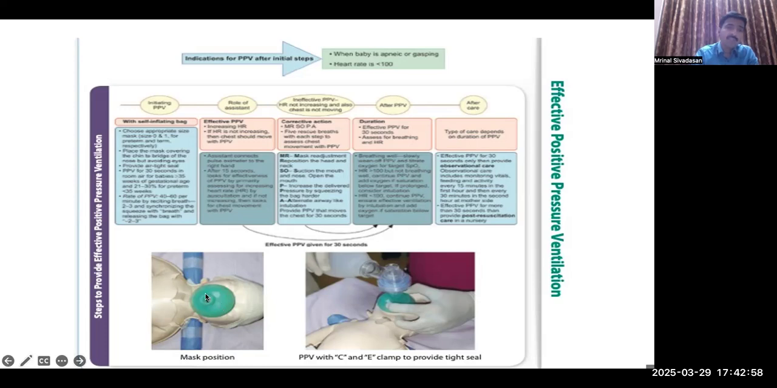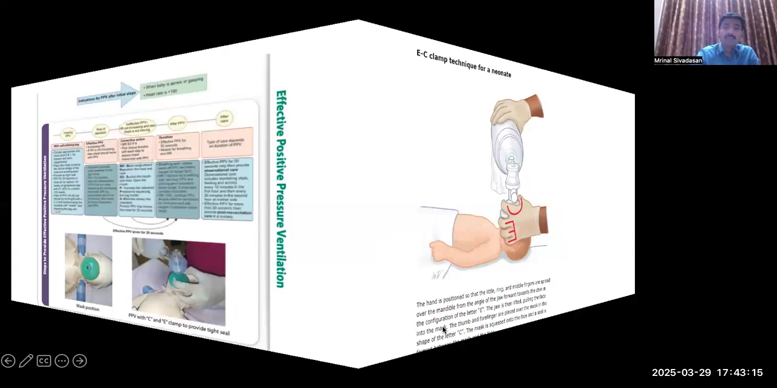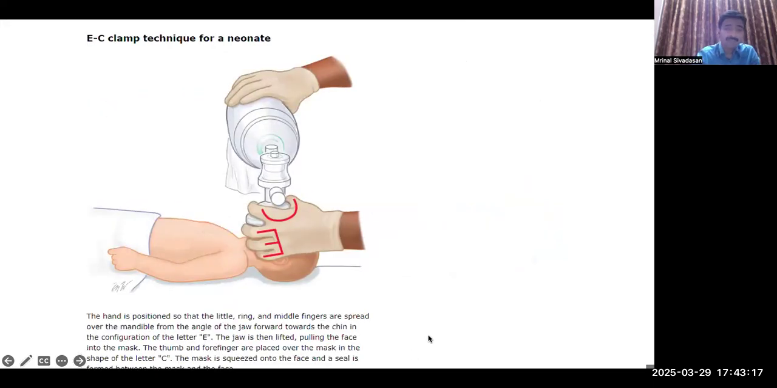So this is the mask position. It has to be placed on the mouth and the nose, and this is how you hold the mask against the face. That is the EC clamp, and the C is the thumb and the index finger, which hold the mask, and the E is the remaining fingers, which hold the mandible, thereby creating a perfect seal. And this seal helps prevent the leakage of air. So this is called the EC clamp.